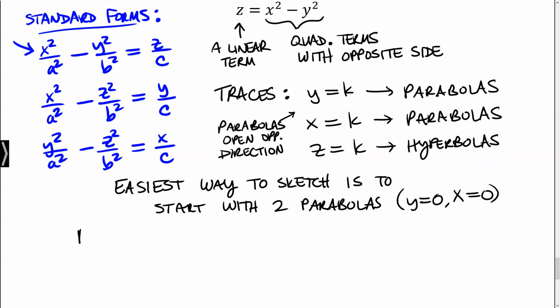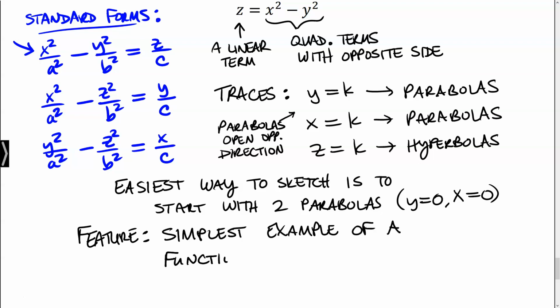Now, a feature here that we'll talk about later, this is the simplest example of a function that exhibits what's called a saddle point. And we'll go over exactly what the definition of a saddle point is, but for now, you just need to know that a saddle point is just something, when we look at the graph, it's going to look like a saddle. That's why it's called a saddle point.